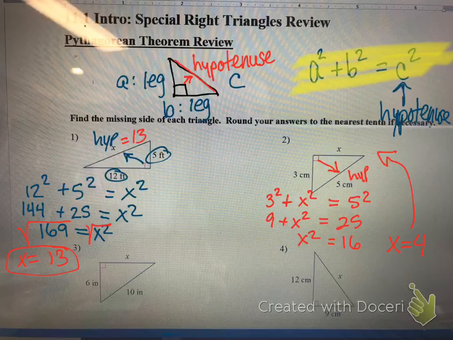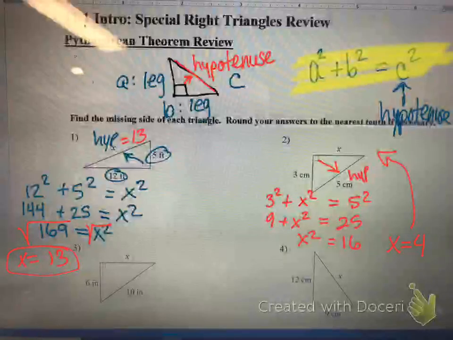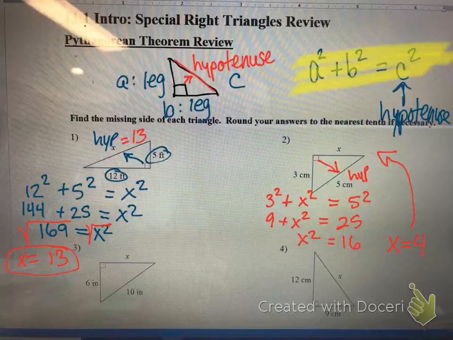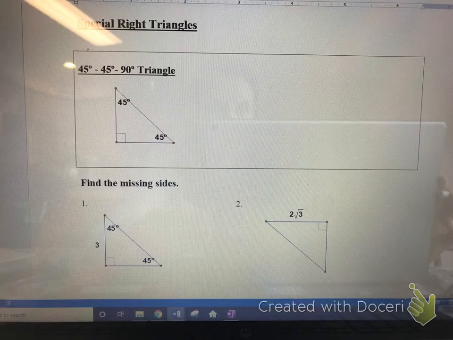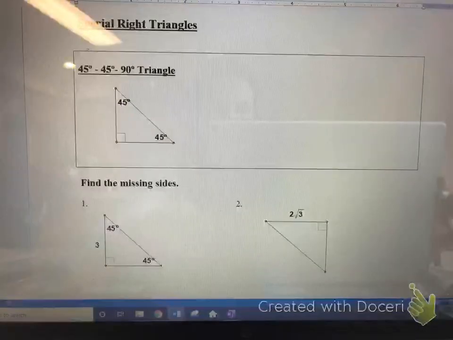So let's take a look at the next page. Over here we are going to talk about special right triangles. There are two types of special right triangles: a 45-45-90 and a 30-60-90. The first one we have here is the 45-45-90.